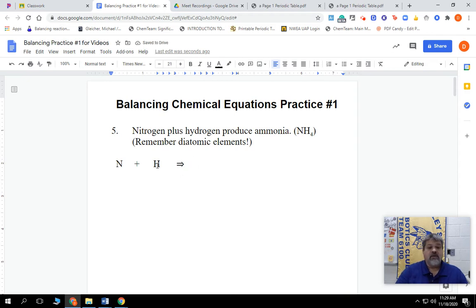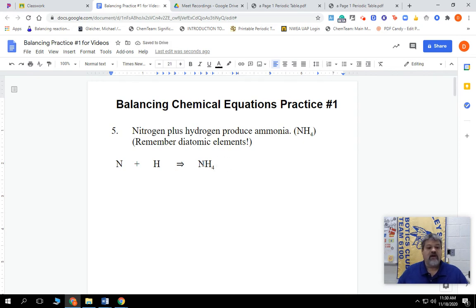ammonia. And ammonia, notice that I put in there that ammonia is NH4. We haven't talked about that. It's also called nitrogen tetrahydride. So we're going to put in our ammonia, so we're going to put NH and then 4.